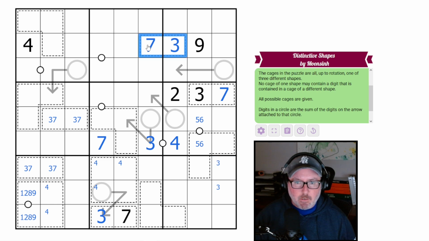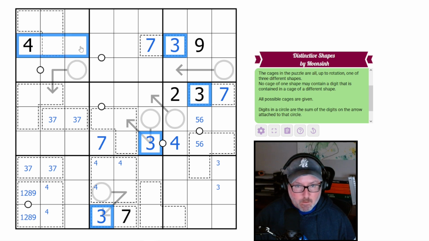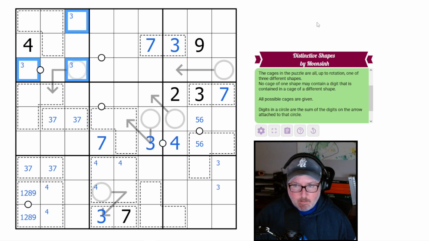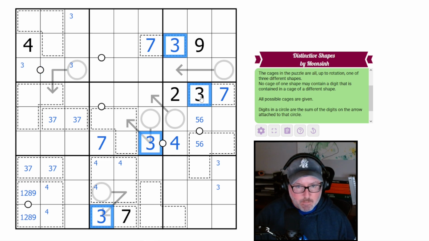Let's keep on with our 3s and 7s and see what's going on with some of these other regions. Oh, this can't be 3 either. So one of these is 3. Let's think about that for a second. Because this could be a 3, this could be a 1, 2 in this way. This could be a 3, and this could be a 2. Or this could be a 3, and then we don't know anything. Let's keep going, though.